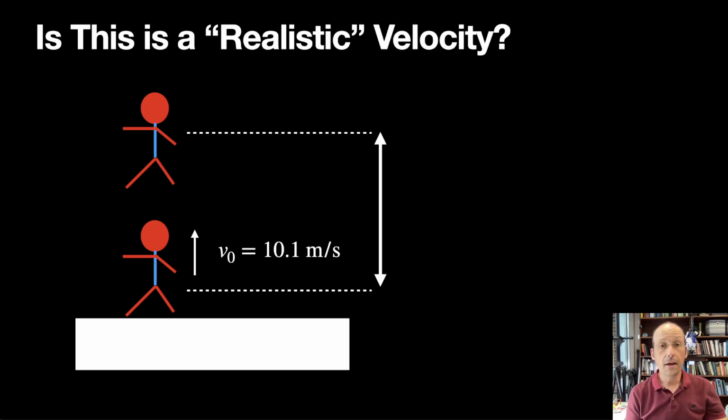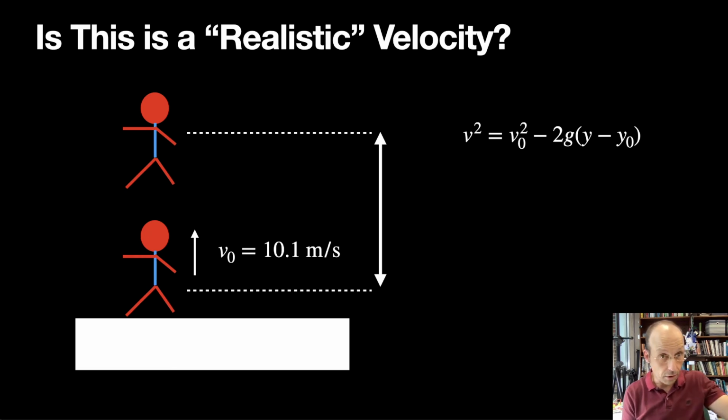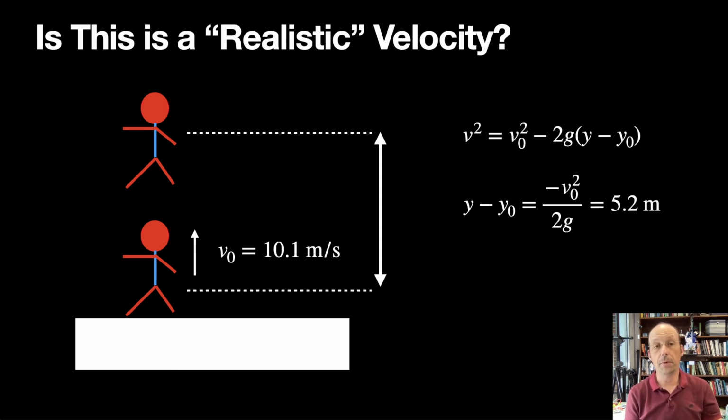Well, there's your height. I can again use that same equation. The final velocity, which would be 0 at the highest point, is the initial velocity, which is 10.1. And then I want to solve for the change in height, and I get 5.2 meters. So, I mean, Spider-Man can jump that high. I'm pretty sure Spider-Man can jump that high. So that means that he could jump down that fast too. Okay. So there you go.